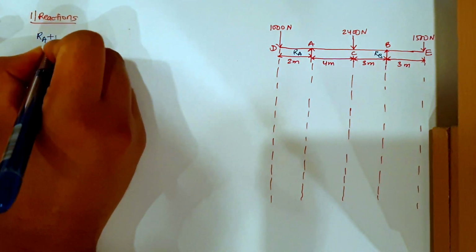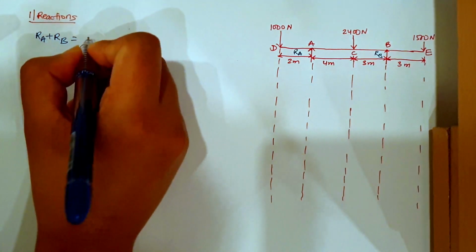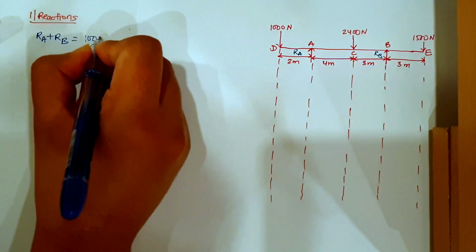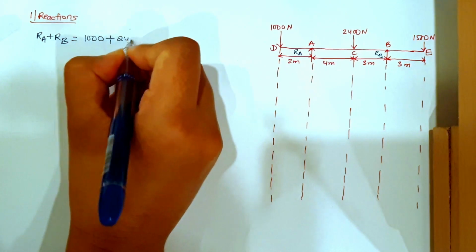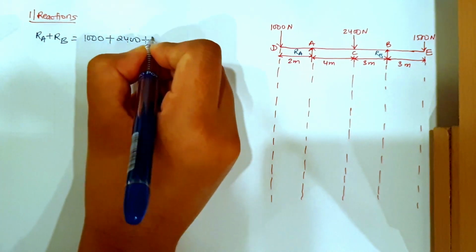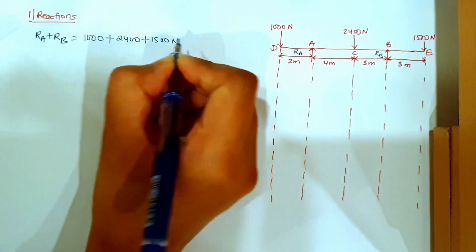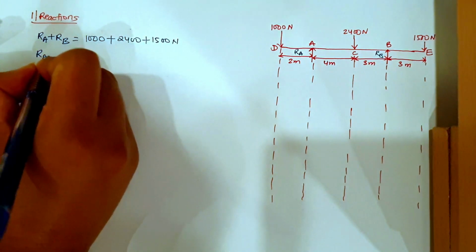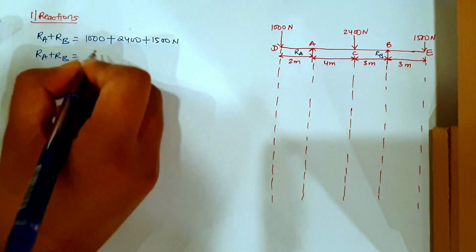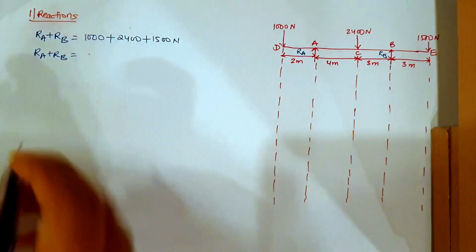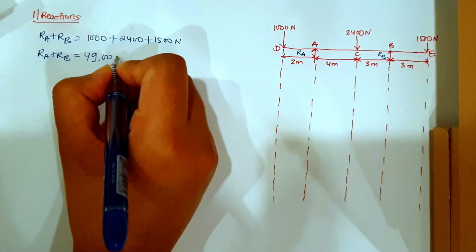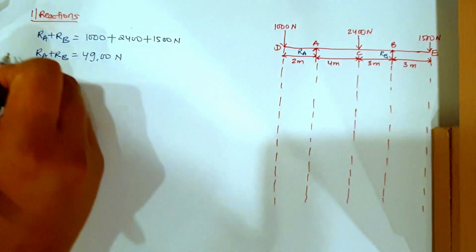So RA plus RB will be equal to total load on the beam. Total load on the beam is 1000 Newton, first load, second load 2400 Newton plus 1500 Newton. So this will give RA plus RB will be equal to 4900 Newton.